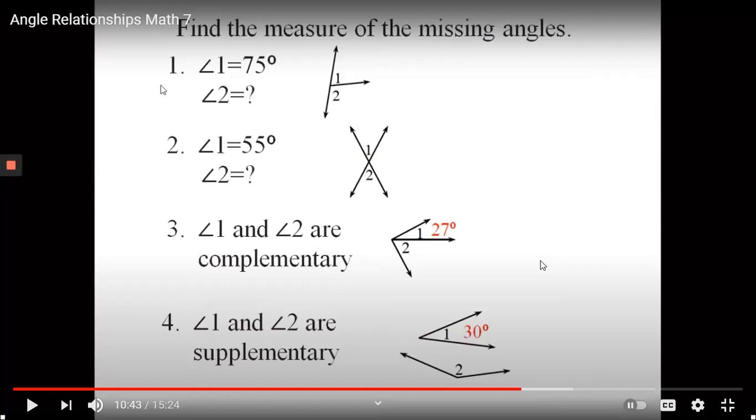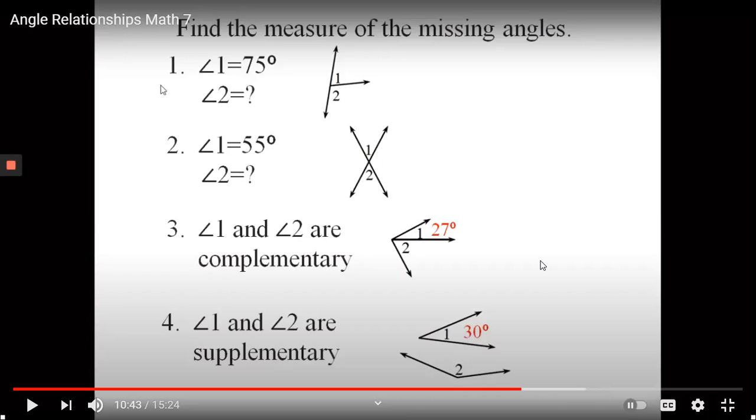They share the same vertex. Okay, he didn't ask if they are adjacent or not now, right? The question is: find the measure of the missing angles. So we have angle 1 equals 75. Then angle 2, how much will it be equal to?